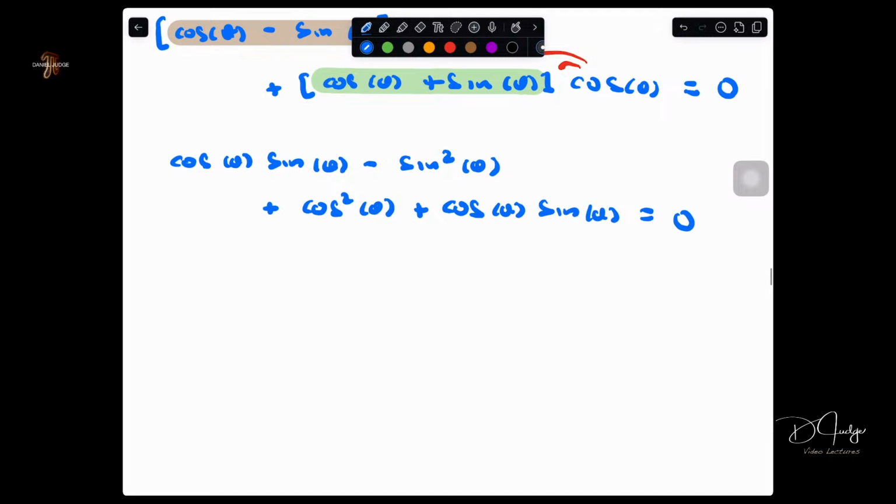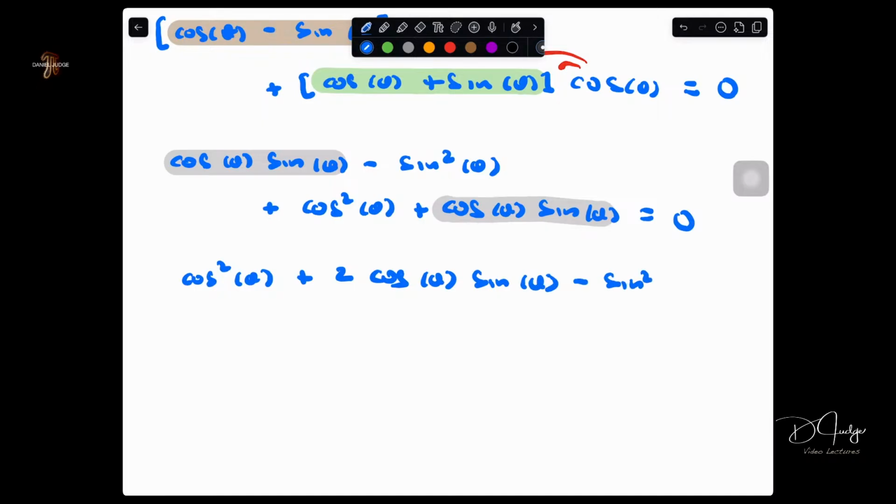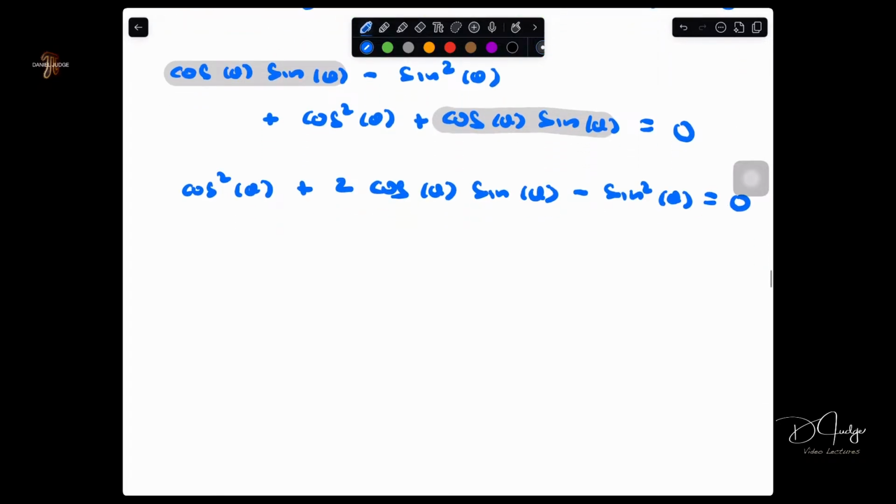Okay. Now, notice that you have like terms here: cosine theta sine theta, cosine theta sine theta. So I'll write this as cosine squared theta plus 2 cosine theta sine theta minus sine squared theta will equal 0. Okay. Now this is a trig equation that we have to solve.